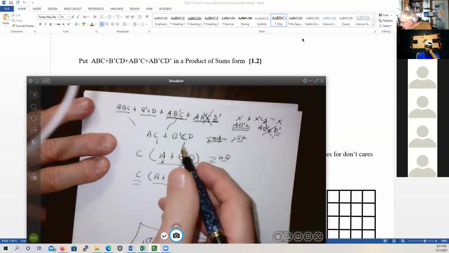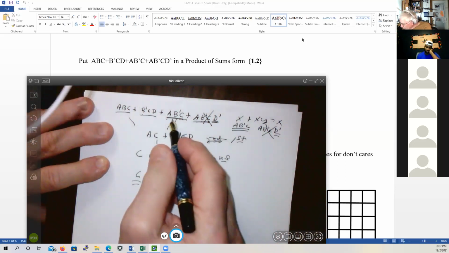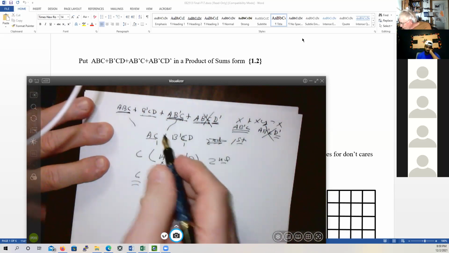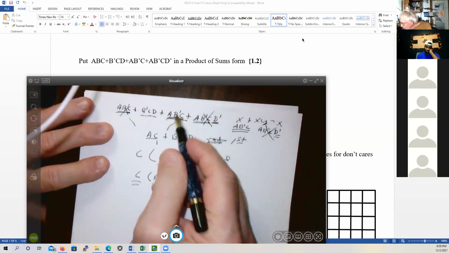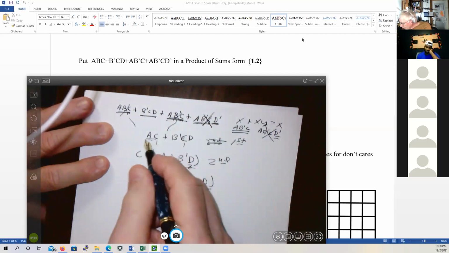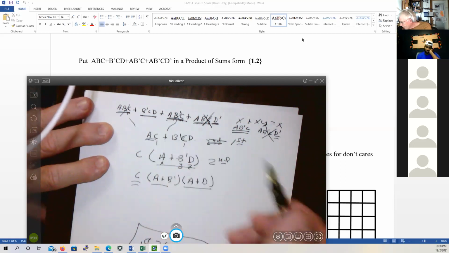And then I take all these terms, then I took this term and combined it with that term to give me AC. And so these terms are gone, that term's gone, and I'm just left with this plus AC. So that's AC plus B prime CD.